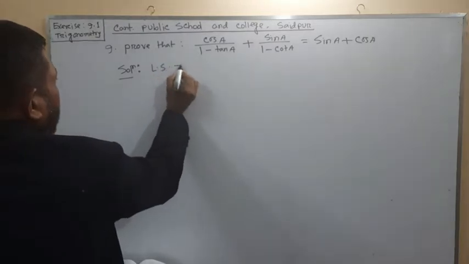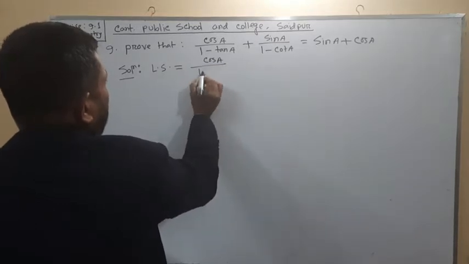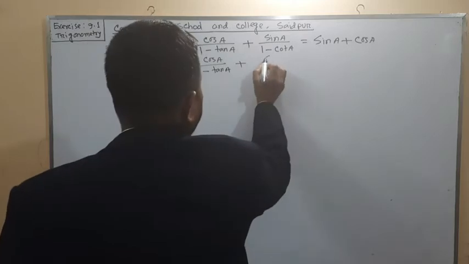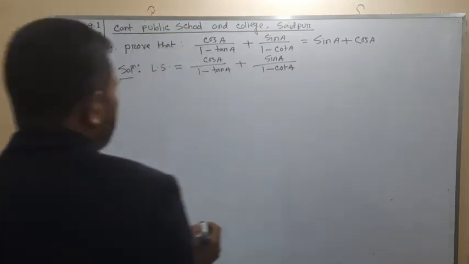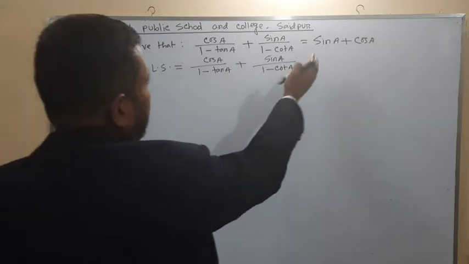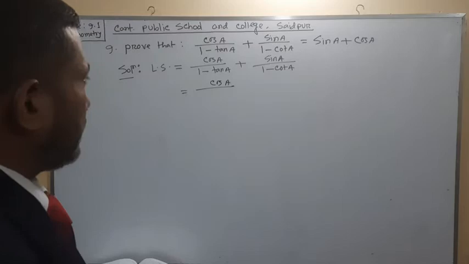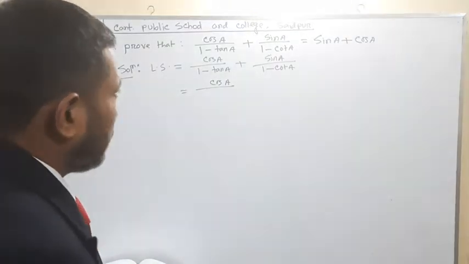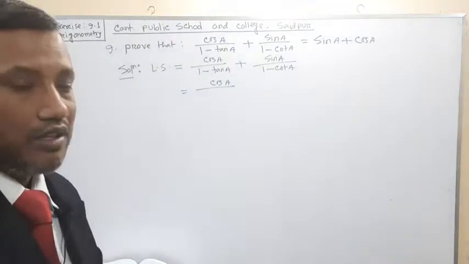Left side I am writing this: cos A divided by 1 minus tan A plus sin A divided by 1 minus cot A. I'll prove this left side is equal to sin A plus cos A. Here we know tan A is equal to 1 by cot A, or tan A is equal to sin A by cos A. So I'll write tan A is equal to sin A by cos A.